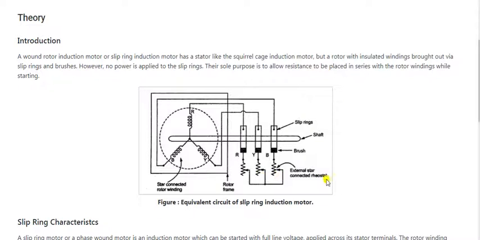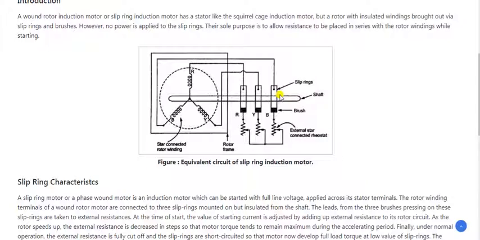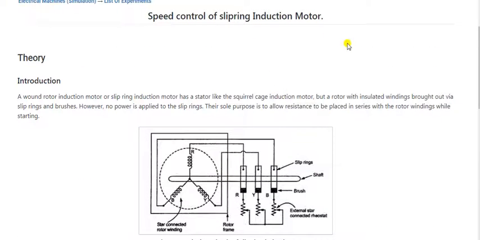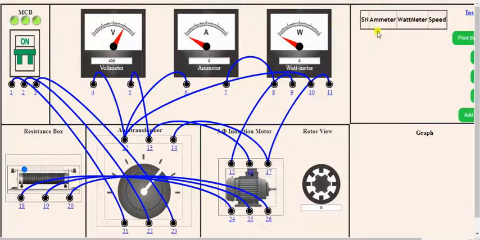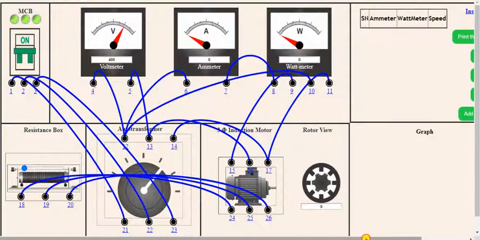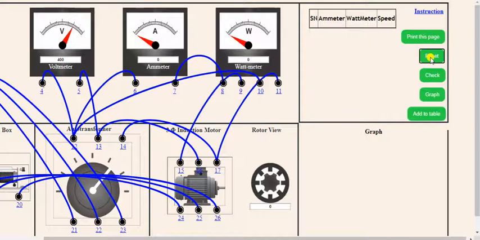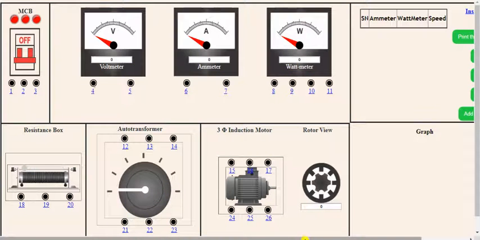This is the rotor circuit, a star connected rotor winding. Here it is shown as star connected rotor windings. So this is the equivalent circuit of the slip ring induction motor. Now we can go directly to the simulation. First I am resetting the connections, so all the connections are removed.